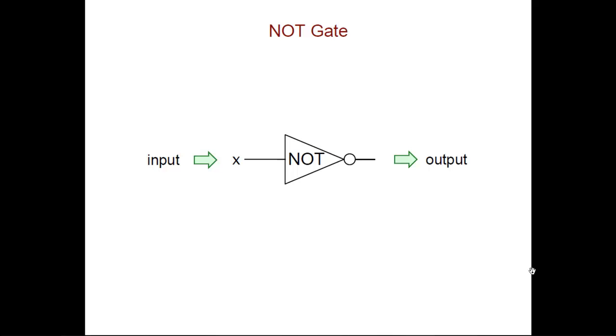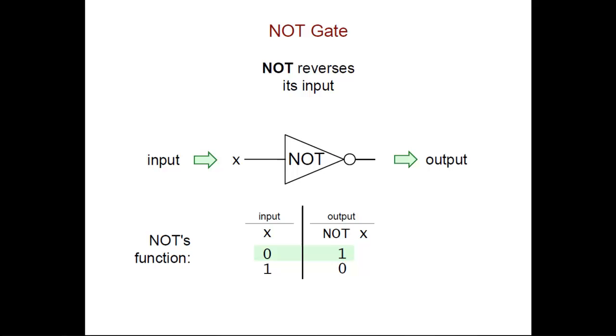The NOT gate is drawn like this. It has a triangular shape. It can have a bubble here at the point of the triangle. It takes a single input in, and it gives you a single output that is the reverse of the input. So here's the truth table for it. When X is 0, you get 1 for NOT X. When X is 1, you get 0 for NOT X.